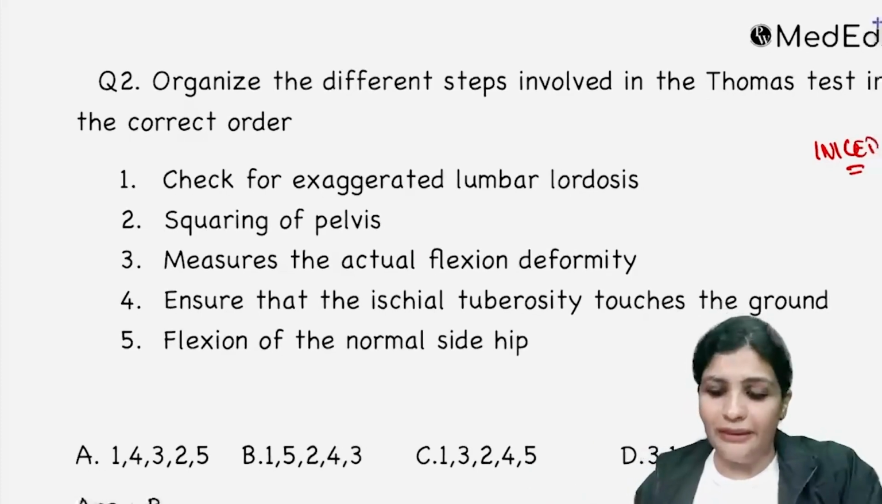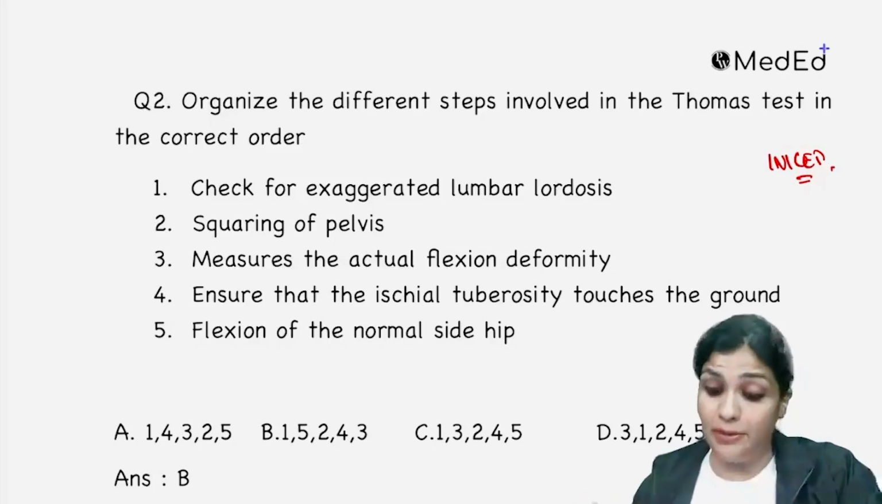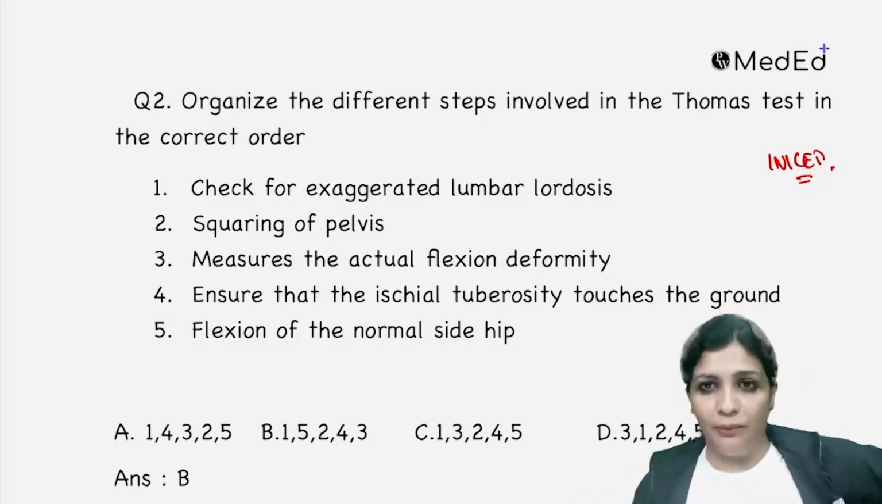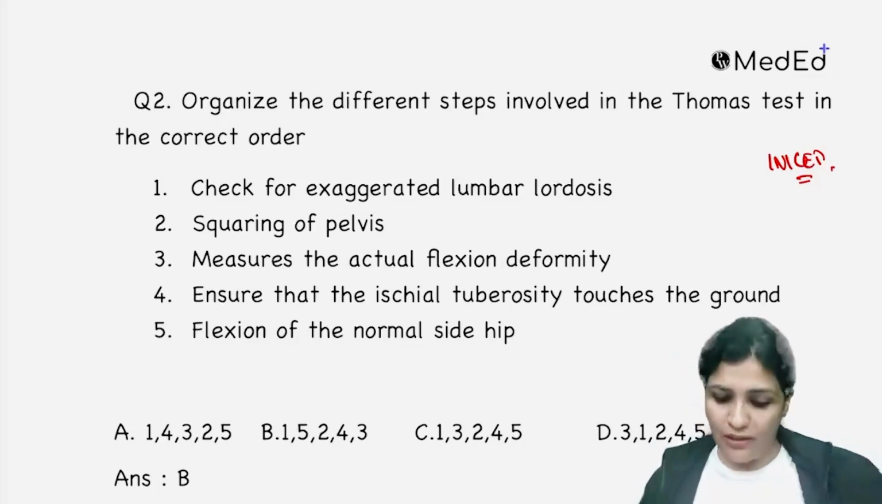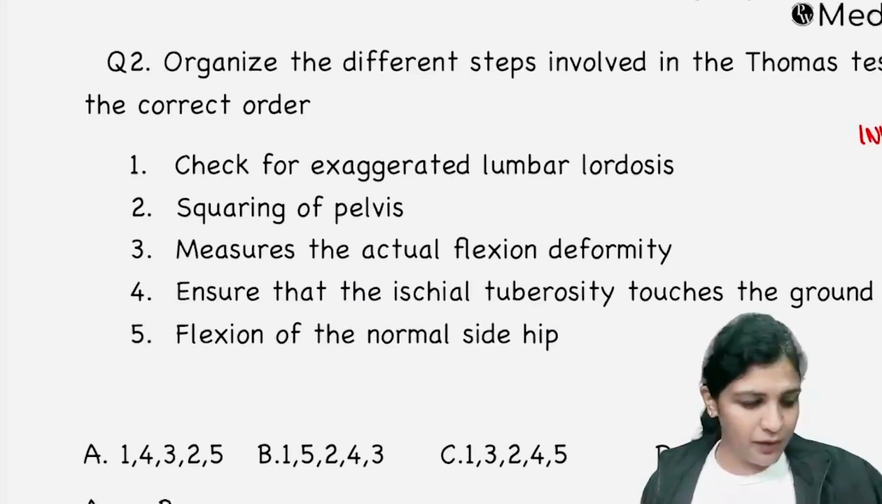In NEET, probably they'll ask you that the Thomas test is used for fixed flexion deformity, but sometimes they may put up the sequence also, because this is usually asked in the viva. So now let us see what is the order of this. Can you help me to identify the order?